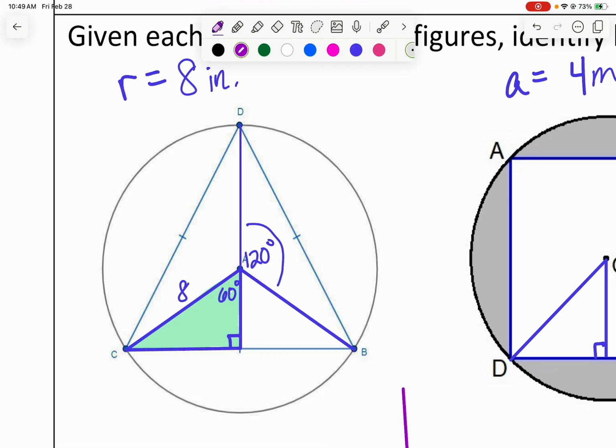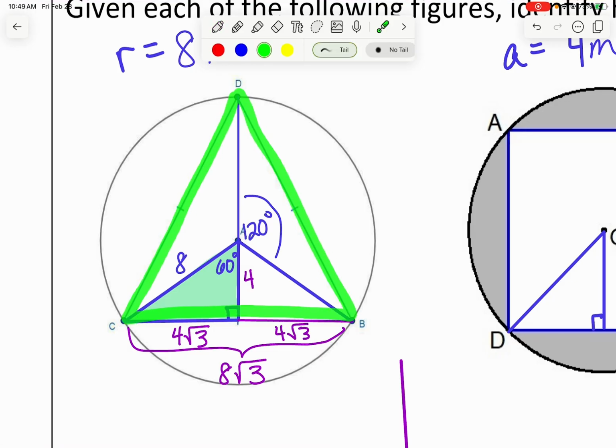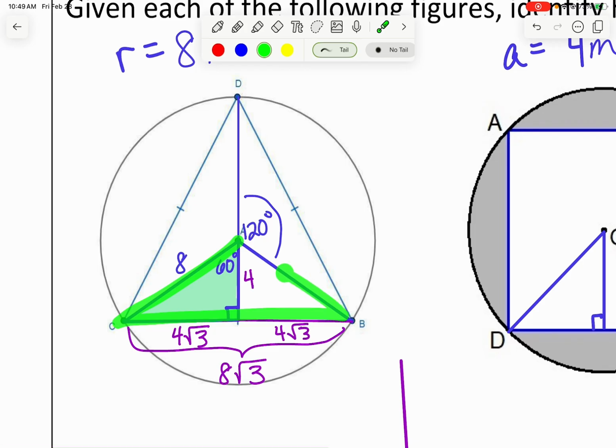All right, so now you've found that the short side is 4 and that the long leg is 4 root 3 using your 30, 60, 90s. If the long side is 4 root 3, then this piece here is also 4 root 3, which means that the whole base of our triangle is going to be 8 root 3. Now, if I want to find the area of my whole triangle, there are going to be 3 of these triangles that I'm shading in green.